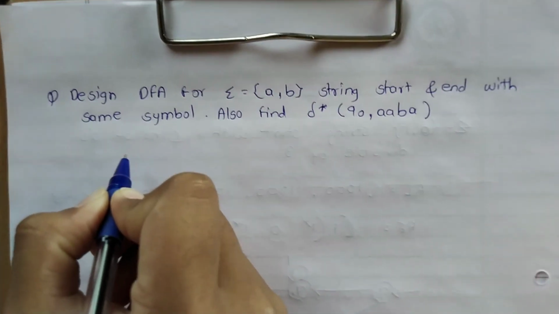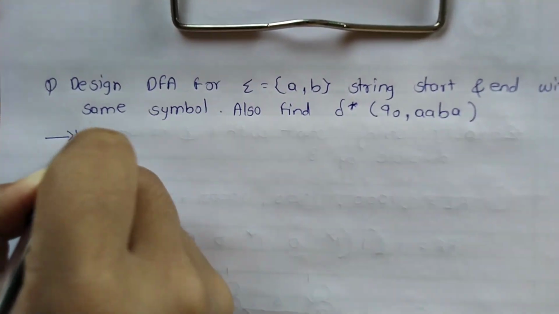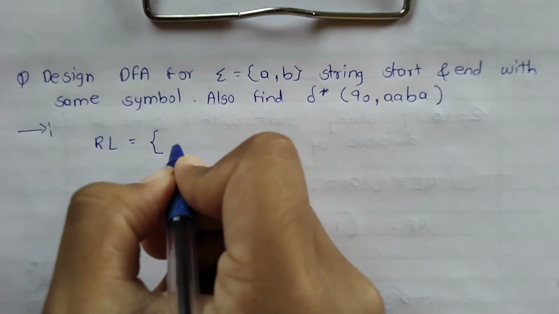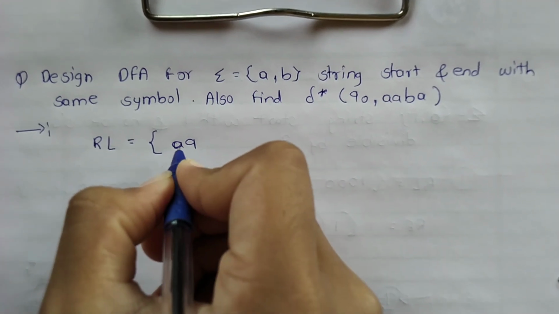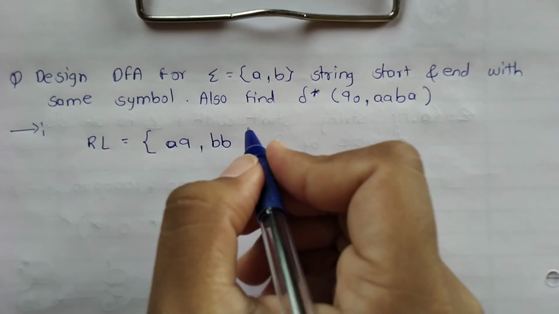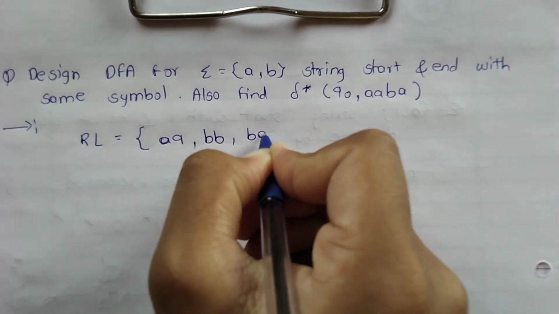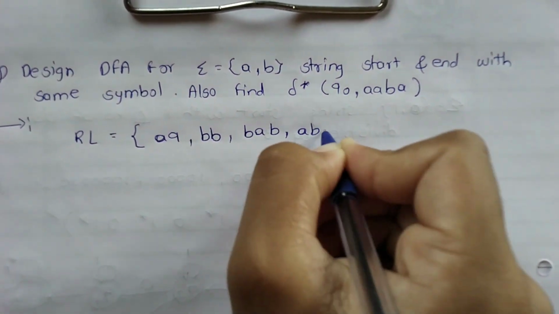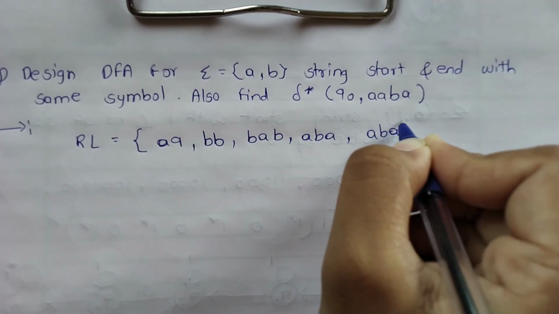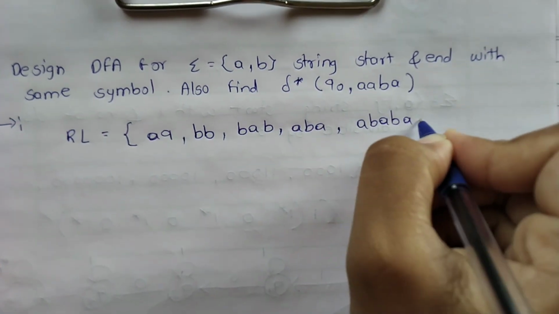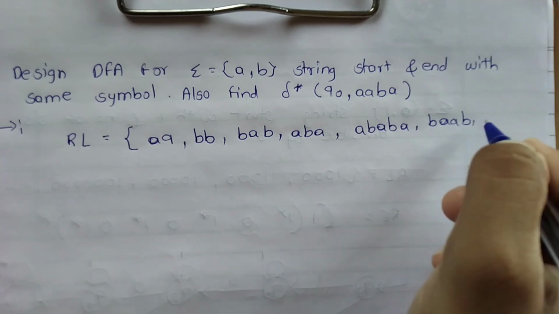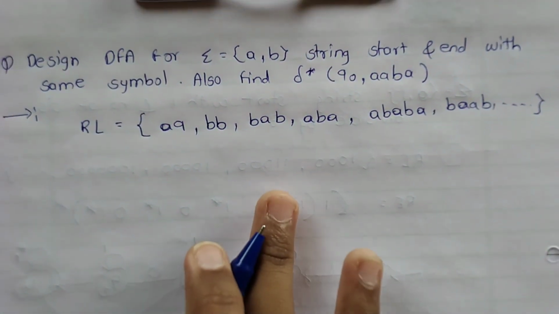So first, at the starting, write the regular language. The regular language can be aa, so here start with a, end with a. bb, start with b, end with b. bab or aba, or baab. Any n number of such strings are possible.